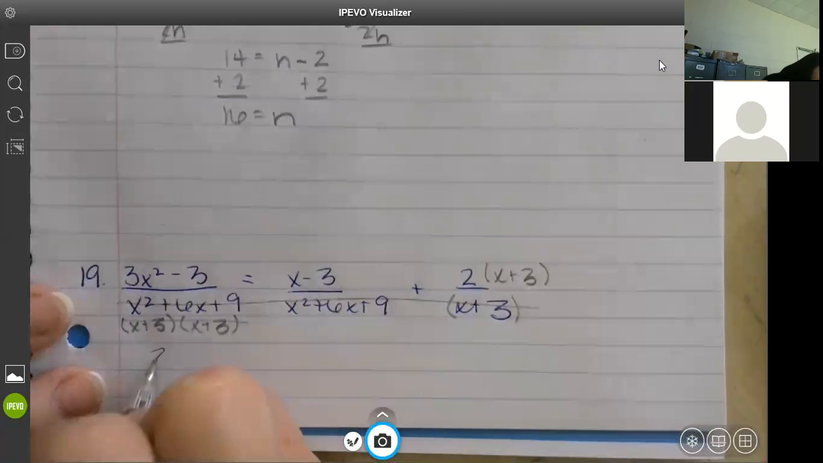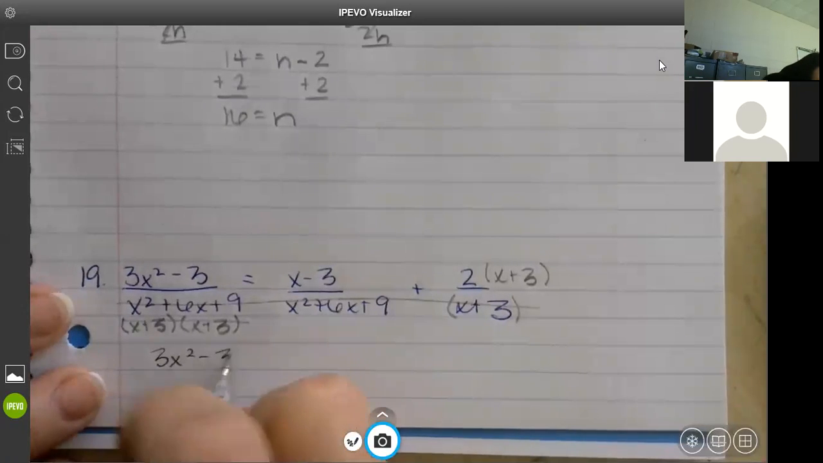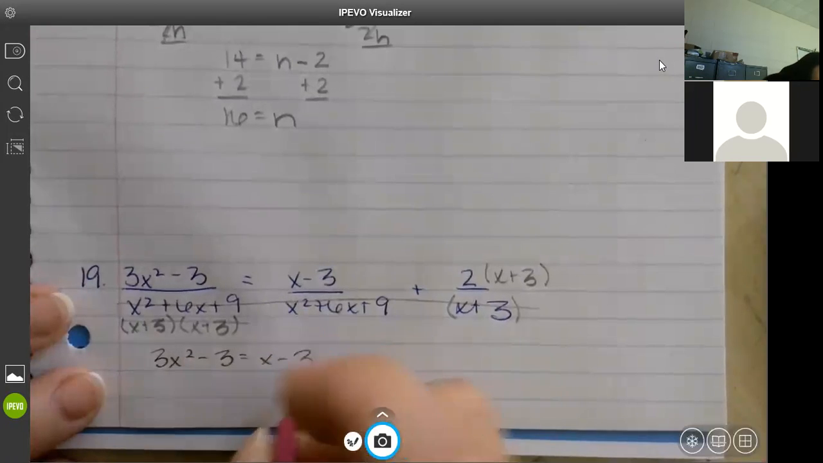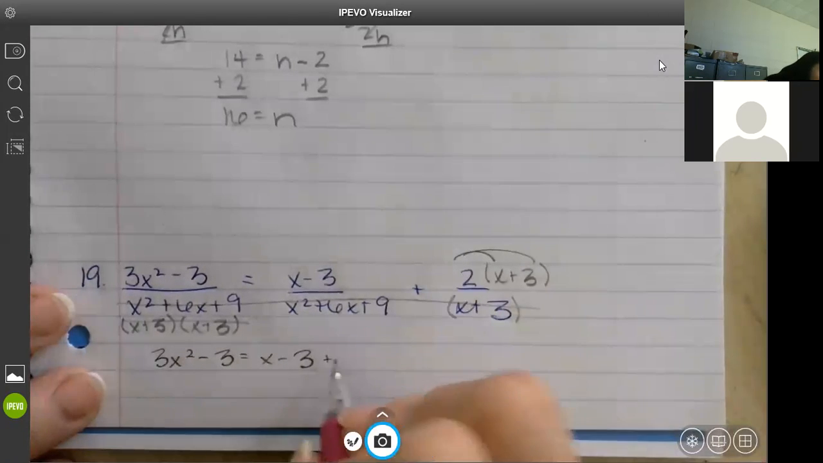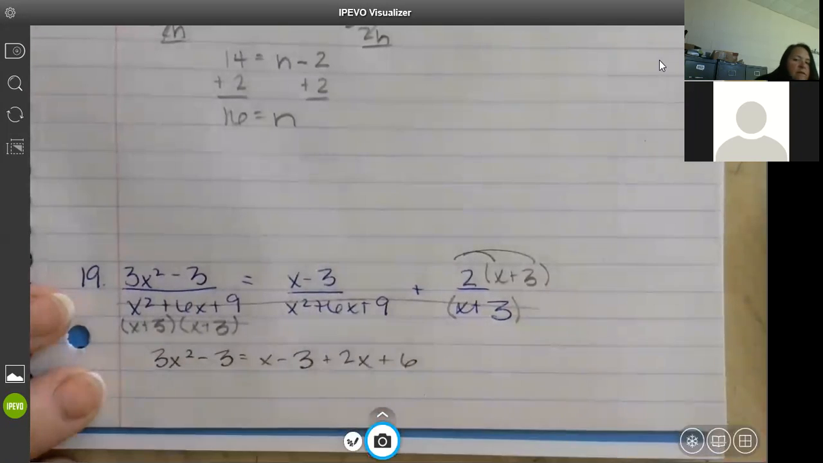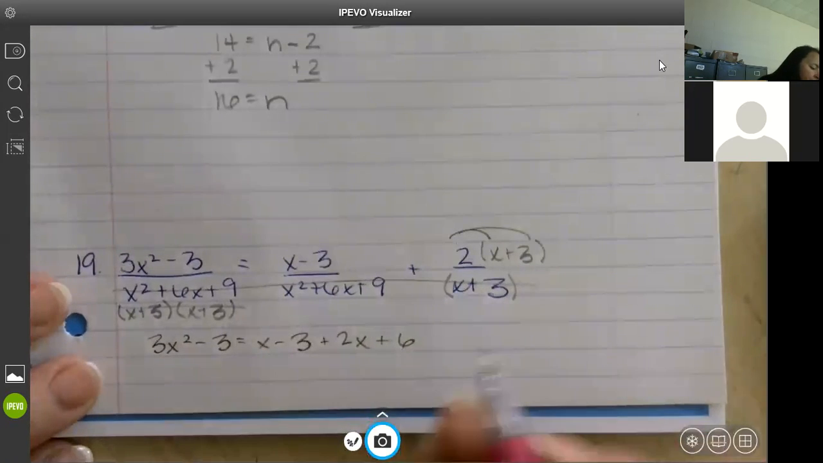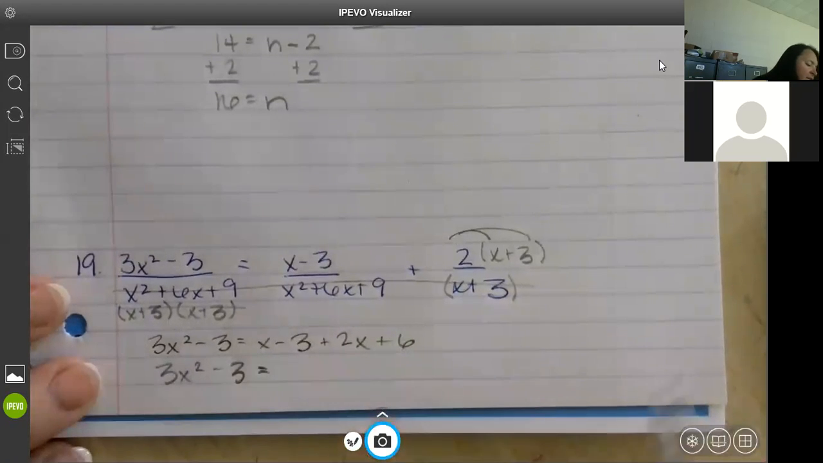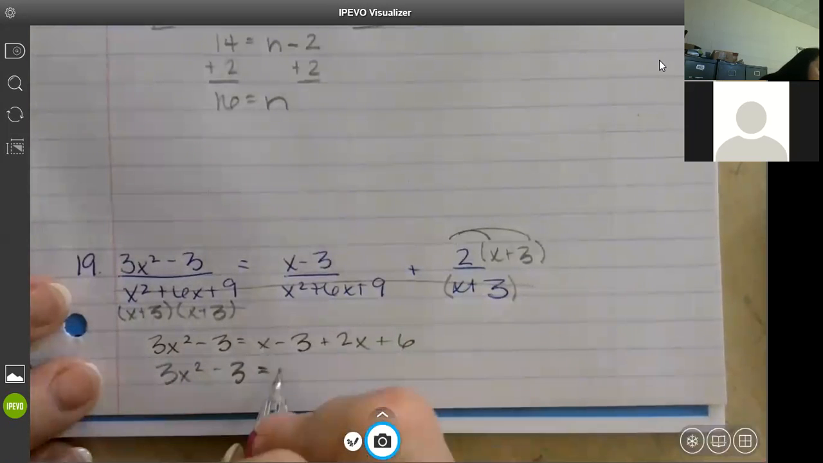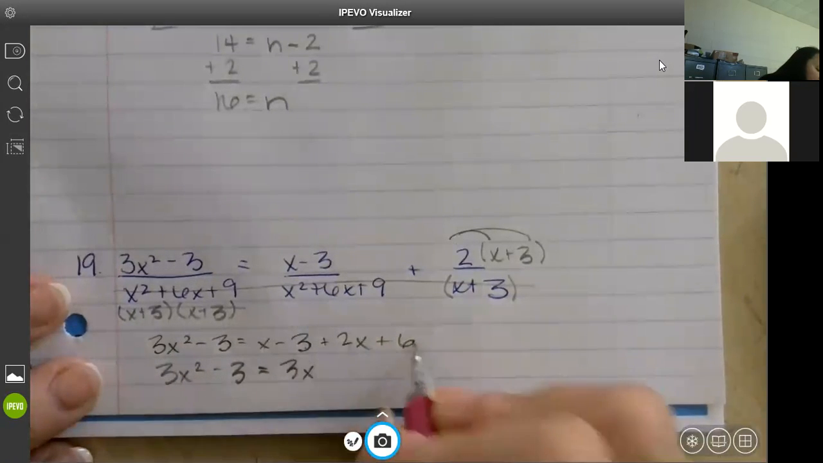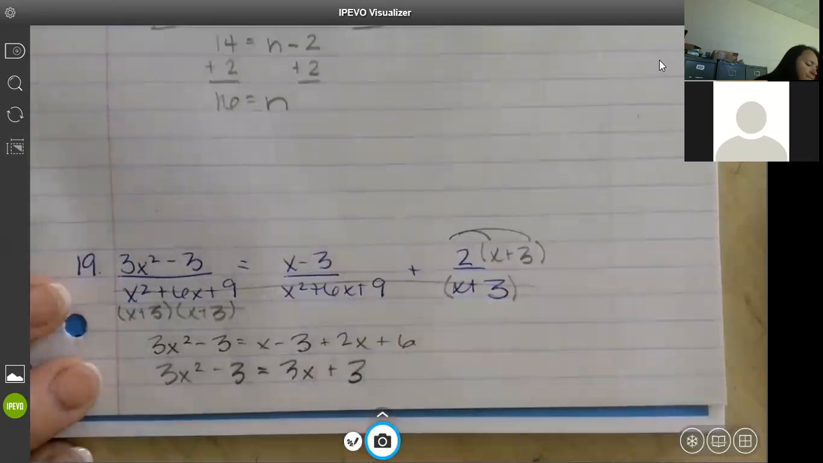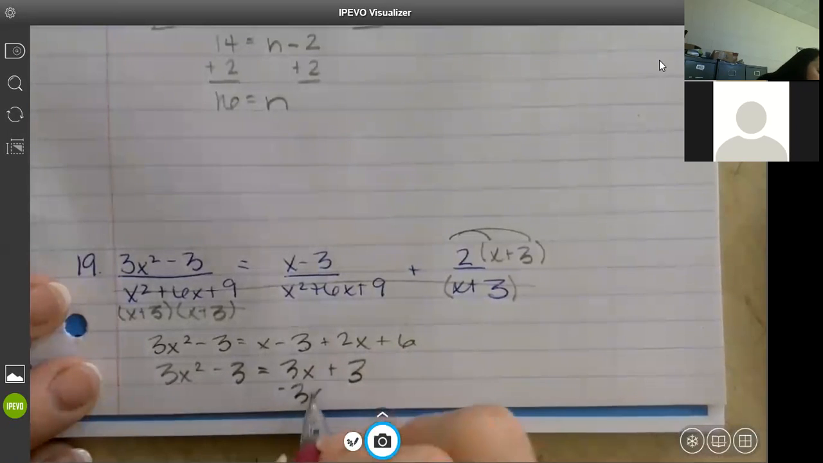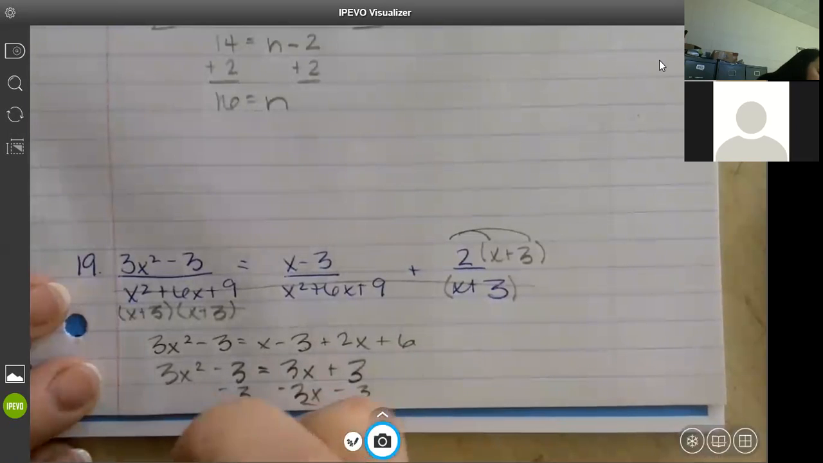We're going to write down our equation that we see. 3x squared minus 3 equals x minus 3. Distribute this 2 plus 2x plus 6. Three x squared minus 3 equals x plus 2x is 3x. Negative 3 plus 6 is a positive 3. Since we have x squared and x, we need to get it all on the same side. So we're going to subtract our 3x and subtract our 3.